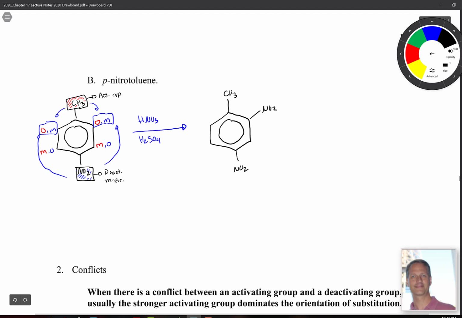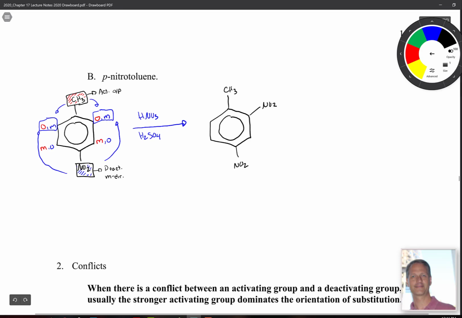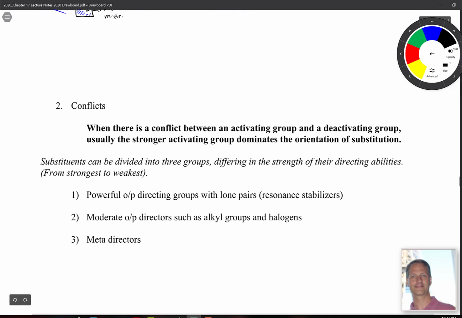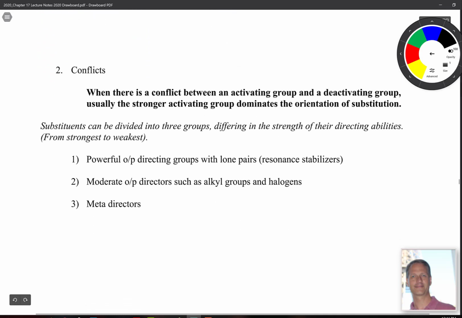So there's your nitro group there. That's your only product. So this is how we treat this situation. We just look at the substituents and we see if they're complementary, and if they are, then it's pretty easy. They reinforce each other. Now, on the other side, we have conflicts. Now, conflicts are easy to resolve also. So this little statement here is going to help us survive chapter 17.